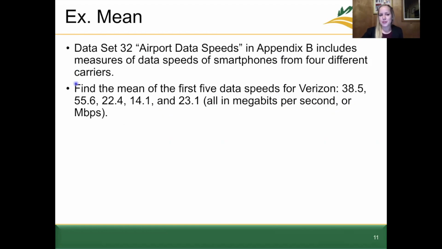Let's do an example. Data Set 32 is in the appendix of your textbook, and it includes measures of data speeds of smartphones from different carriers. Here's our question: find the mean of the first 5 data speeds for Verizon. They are 38.5, 55.6, 22.4, 14.1, and 23.1.